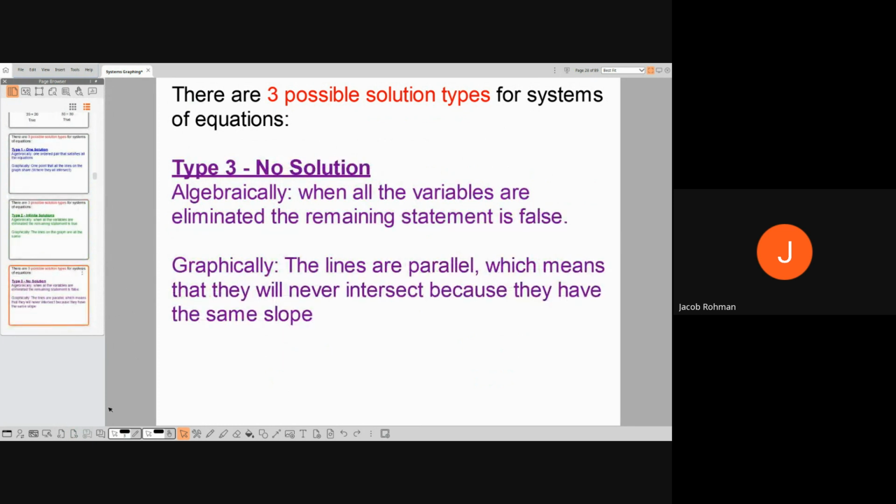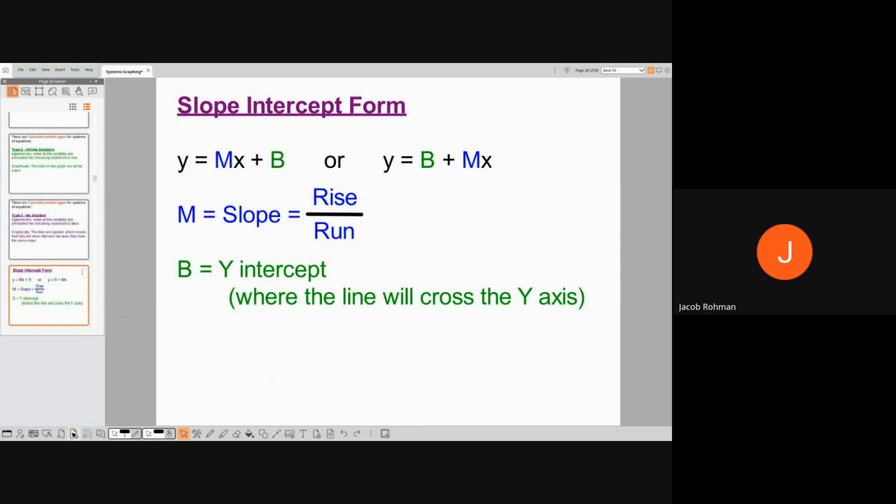And then the third type of solution is no solution. Algebraically, that means when all the variables are eliminated, the remaining statement is false. Or graphically, that's where the lines are parallel, which means that they will never intersect because they have the same slope. Now recall, for graphing, you want to have slope-intercept form, which is y equals mx plus b, where m is the slope and b is the y-intercept.